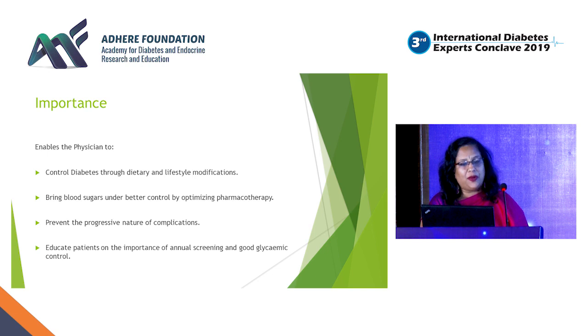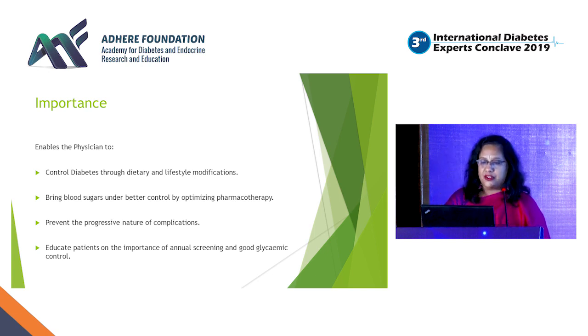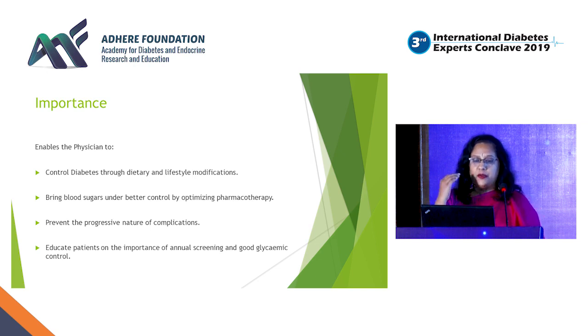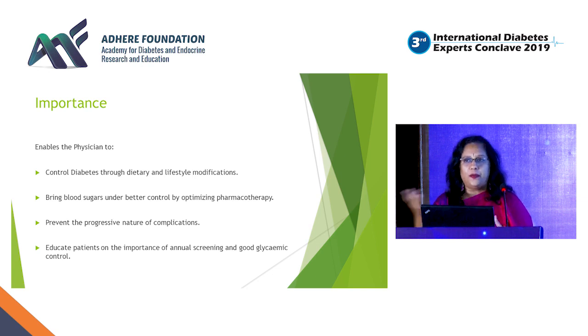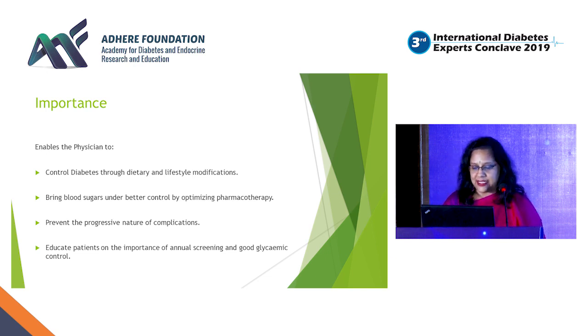So why is it important? Because it enables the physician to control diabetes through dietary and lifestyle modification, brings blood sugar under better control by optimizing pharmacotherapy, prevents the progressive nature of complication, and educates patients on importance of annual screening and good glycemic control. Something which is very, very important is that we should try to prevent complications, because once complications set in, most of our patients lead pretty much a palliative life when too much of complications set in.